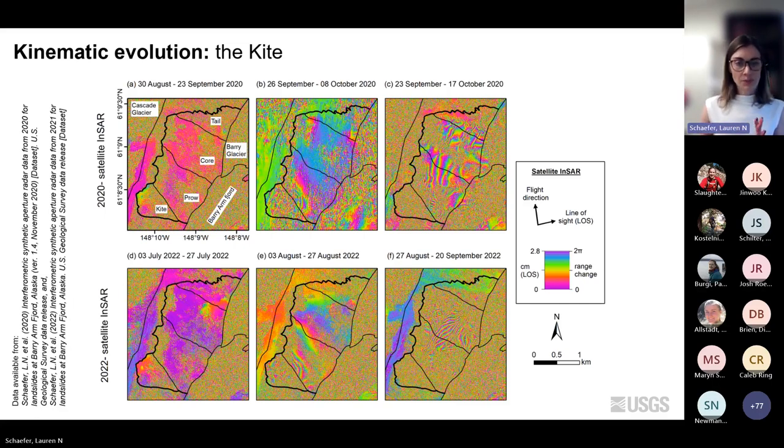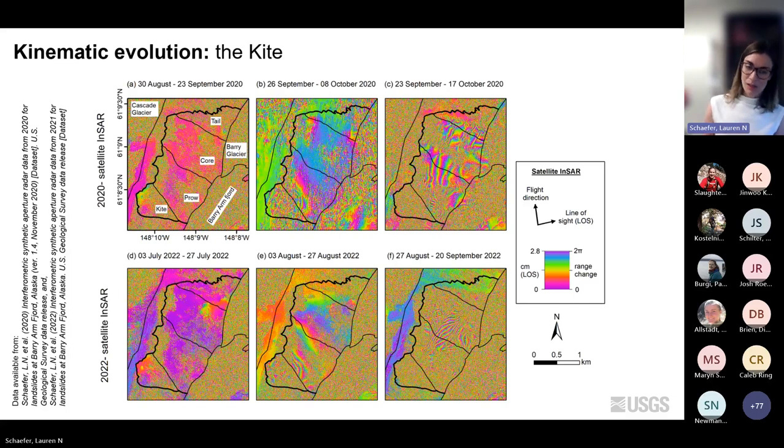Then the kite begins to move. And again, the kite is quite incoherent, but we know from our LiDAR data and ground-based SAR data that the kite was moving. And you can see it then beginning to influence the prow. And then in the next set of scenes, this movement has expanded to include all of the elements. Again, there's a lot of incoherent areas, but from our other methods, we're able to piece it all together. So the kite can move independently.